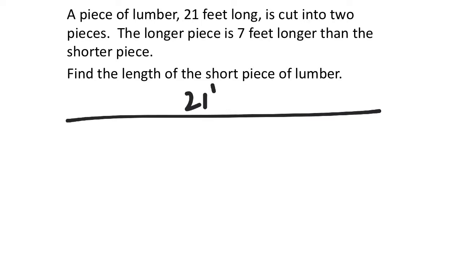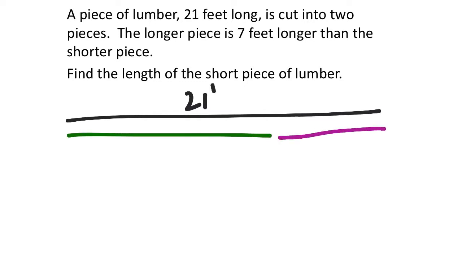Now, it says the longer piece is 7 feet longer than the shorter piece. So we should end up with something like this. That would be my long piece. This is my short piece. Kind of crooked, but whatever. So green is my long piece, purple's my short piece.